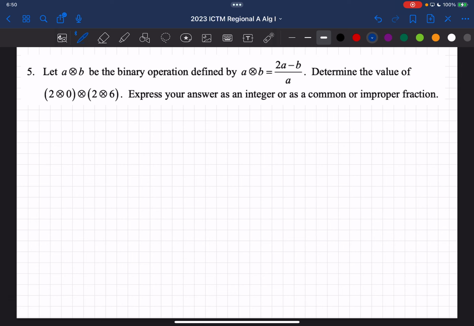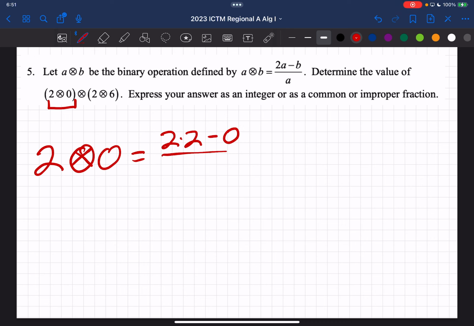Number 5, let a railroad b be the binary operator defined by this. We want to figure out the value of this whole operation. So what we're going to do is just focus on this right here. So 2 railroad 0. Okay, so if I follow the rules, A is the number in front, B is the number behind. So 2 times the number in front minus the number behind all over the number in front. So that's 4 over 2, which equals 2.